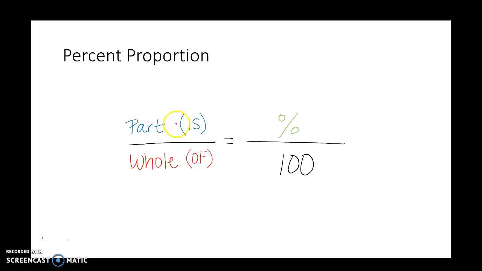$58. So what is, X would go here. 20% of 58. 58 would go here. So just really use your cues in the problem. So part over whole, or is over of. And then the right side is easy peasy. It's always 100, or percent over 100.